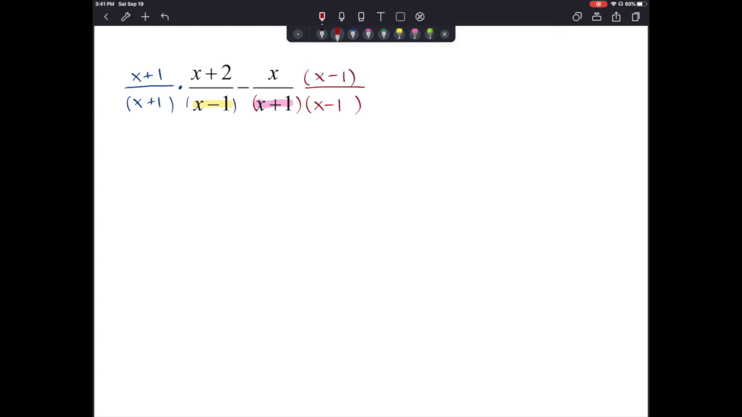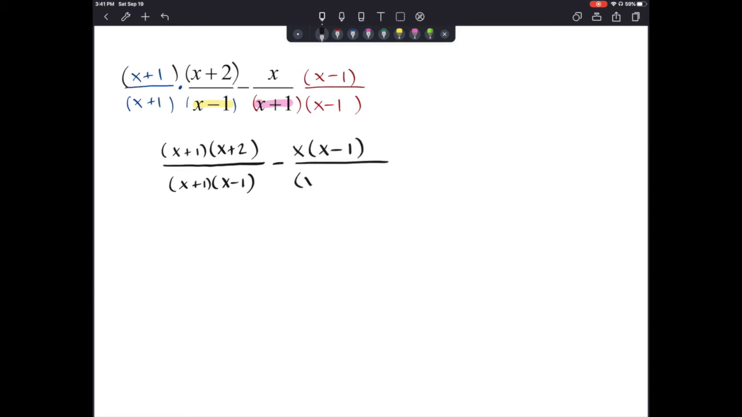And now we're going to look at what we've got. So remember, we're going to be doing this times this. So x plus 1 times the quantity of x plus 2, and that right now is all over an x plus 1 times an x minus 1. We're subtracting an x times the quantity of x minus 1 over that same denominator. So same denominator.